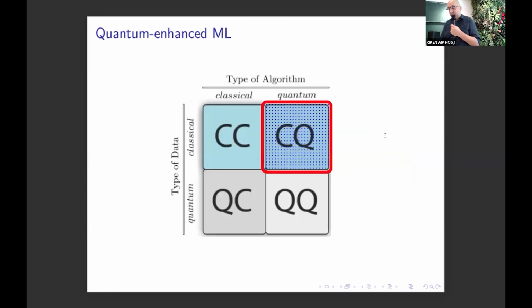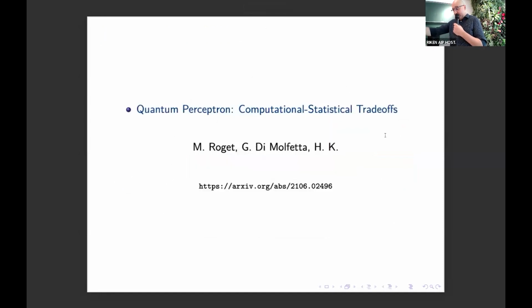My second part is about the class CQ. Here, I will talk about the work we did on quantum perceptron, and one specificity of this work compared to other work is that we would like to see the advantage we can obtain when using a quantum algorithm from a computational point of view, but also from a statistical point of view.